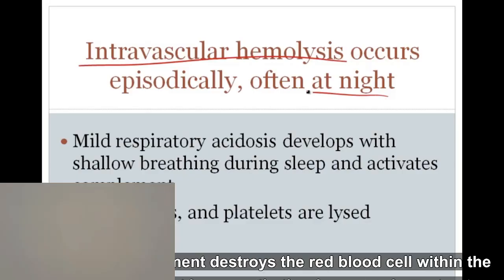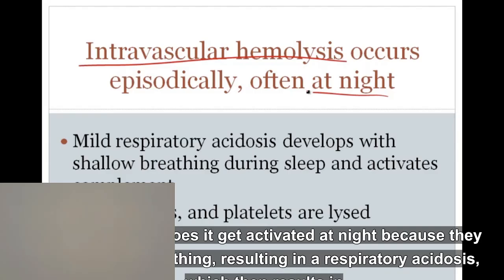Intravascular because the complement destroys the red blood cell within the blood vessel. At night because that's when complement gets activated. Why does it get activated at night? Because there's shallow breathing resulting in a respiratory acidosis, which then results in activation of complement.